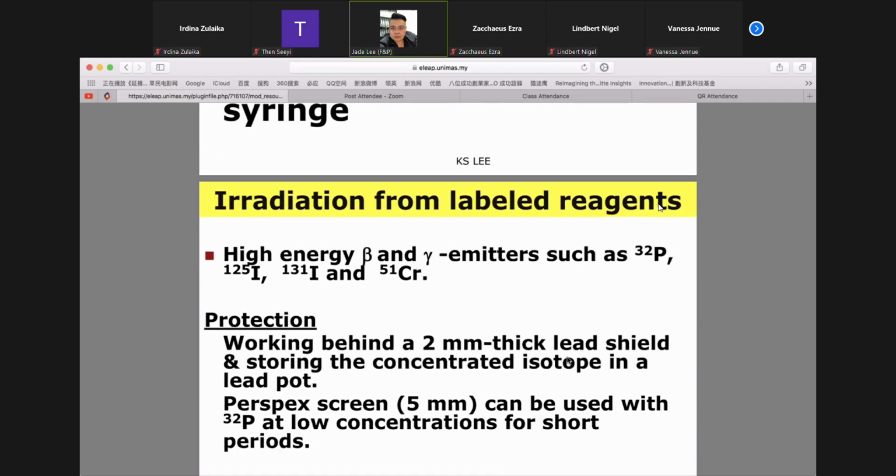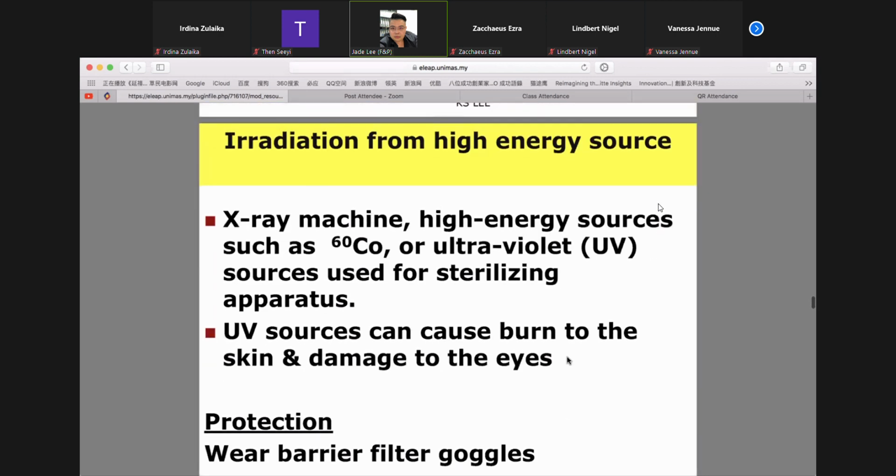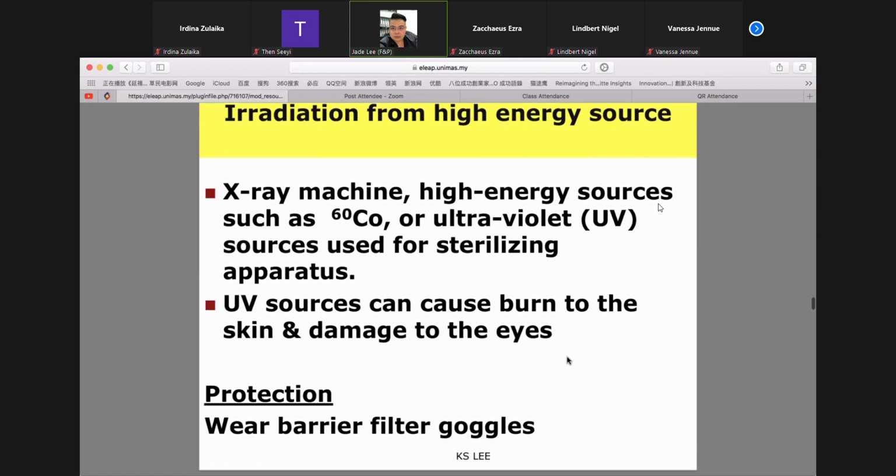For example, the high energy beta and gamma emitters such as P32, I125, I131, and also chromium-51. These are high energy. So if you are working with these, you need proper protection. For example, working behind a 2 millimeter thick lead shield or storing the concentrated isotope in a lead pot, and of course the Perspex screen, which is 5 mm, which can be used for P32 at low concentration for a short period of time. And also the X-ray machine, but we don't really use it. And of course, you need to always wear barrier filter goggles to protect your eyes.